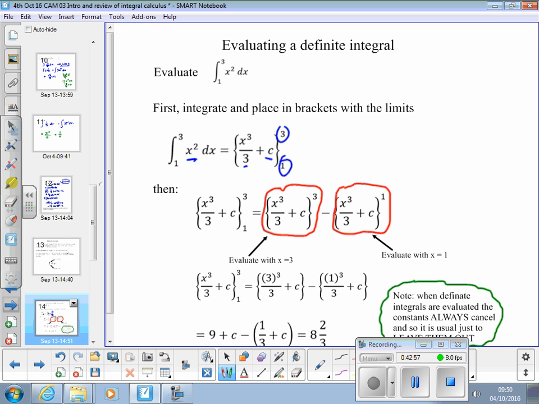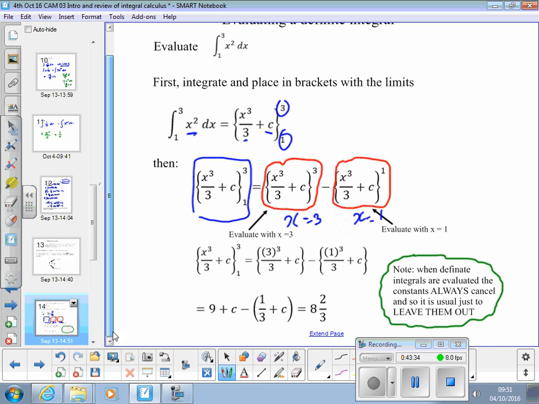Then we can evaluate. We say that that definite integral is equal to its value when the limit is 3 at the top, subtract its value when the limit is 1, the bottom limit. Okay? What we do then is evaluate this one with x equal to 3, this one with x equal to 1, plug all the numbers in the calculator and come up with an answer, this time with a number.